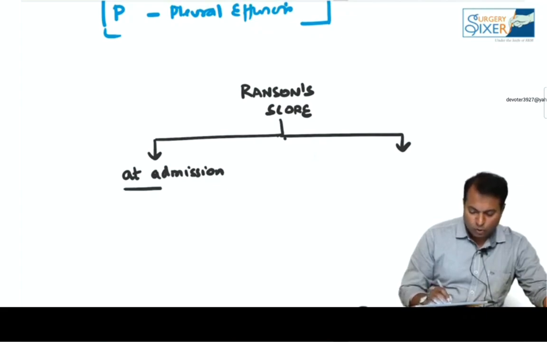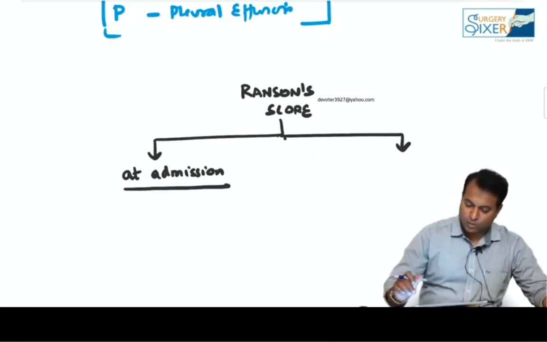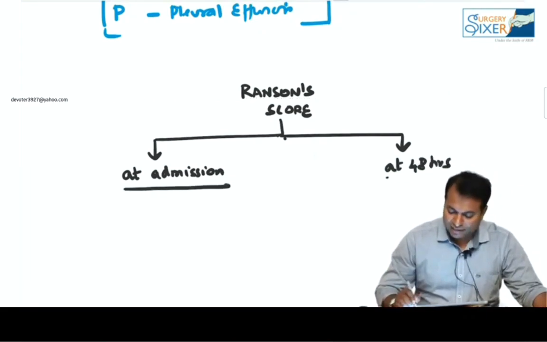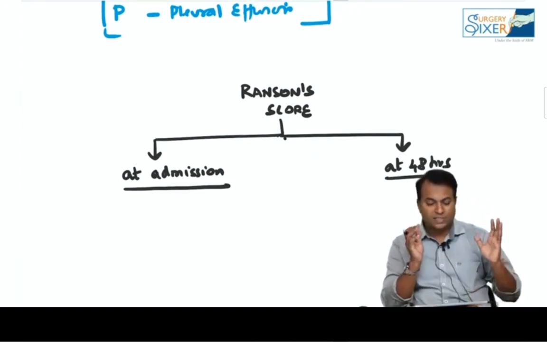The major drawback of this scoring is that nobody sees this patient for up to 48 hours. The second scoring is done only at 48 hours, and many patients became bad in these 48 hours. That is the major drawback of this score. So Ranson score is done at admission and at 48 hours.